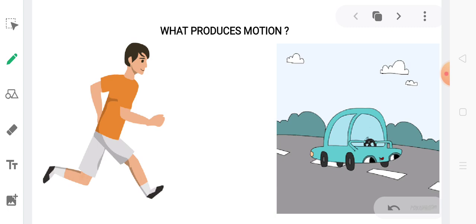But one major question was left to be answered: what produces motion? Even though we studied the different types of motion, this very question, what is the basic cause, what agency is responsible for producing motion, is yet to be answered, and that's exactly what we are going to discuss in our next chapter. What produces motion?